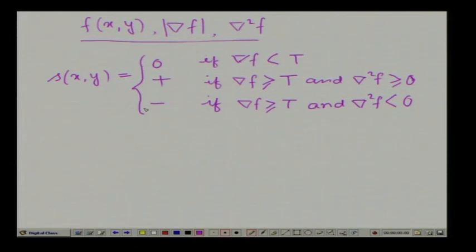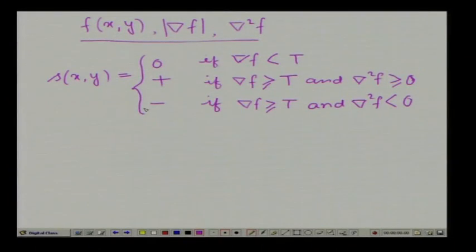So, what we are doing is creating an image S(x,y), which will have values either 0, positive or negative. Now, for implementation, these three symbols 0, positive or negative can be represented by three distinct intensity values. For example, 0 may be represented by 0, positive by an intensity value say 128, and negative by an intensity value say 255.